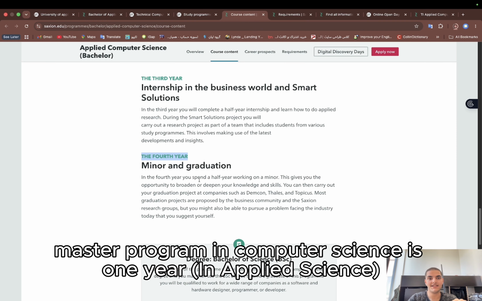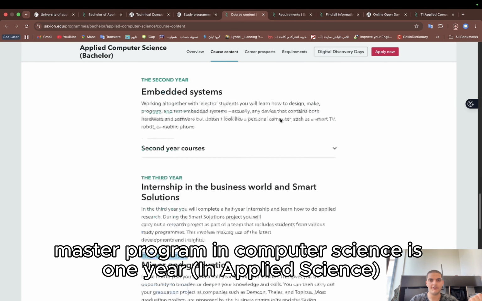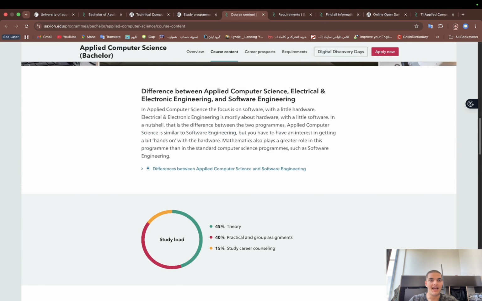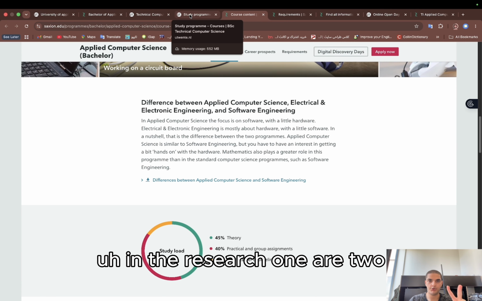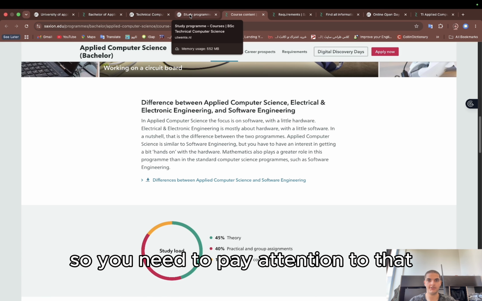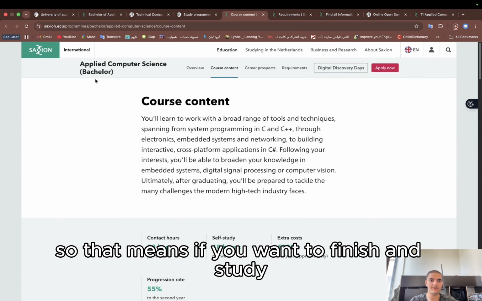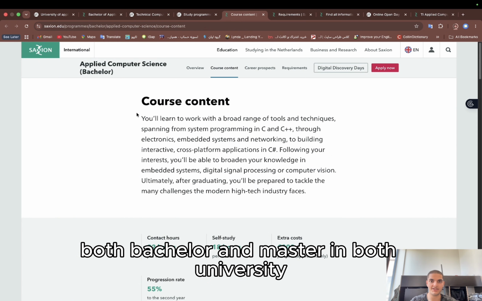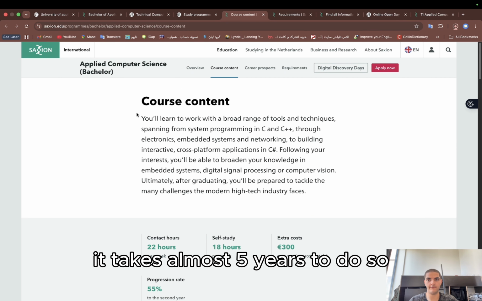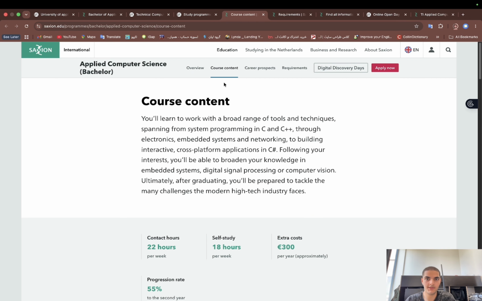Well, master programs in computer science are 1 year, and in the research one are 2. So you need to pay attention to that. So that means if you want to finish and study both bachelor and master in both universities, it takes almost 5 years to do so.